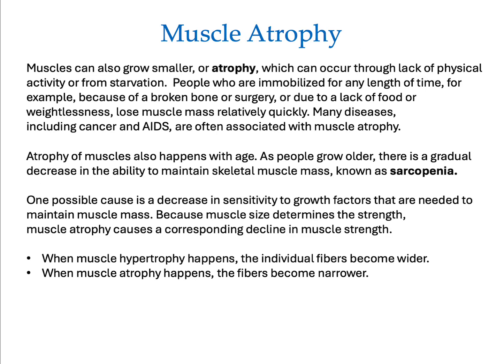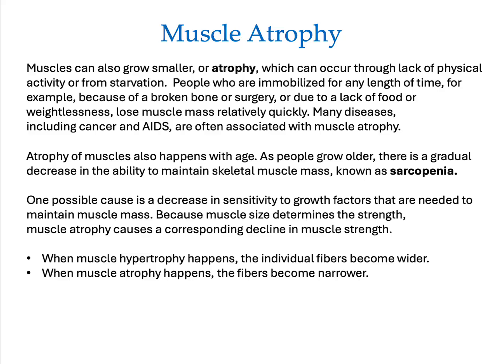Muscle atrophy. Muscles can grow smaller, or atrophy, which can occur through a lack of physical activity or from starvation. People who are immobilized for any length of time, for example, because of a broken bone or surgery, or due to a lack of food or due to weightlessness, lose muscle mass relatively quickly. Many diseases, including cancer and AIDS, are associated with muscle atrophy. Atrophy of muscles also happens with age.